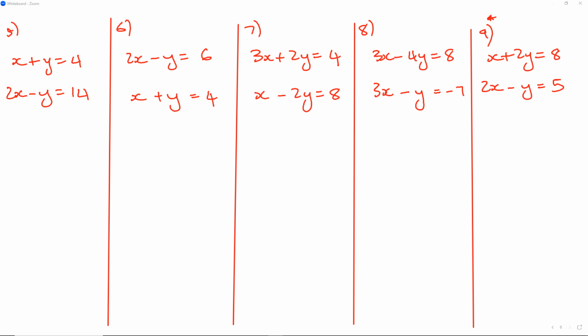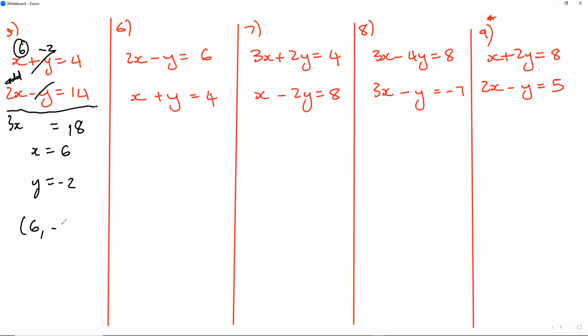Alrighty, let's go through each of these now. In the first case here, I'm going to add, and that's going to become 3x. That's going to eliminate, and that's going to become 18, so x will equal 6. If I put 6 back into any one of the two equations, 6 minus 2 gets me 4. So y equals minus 2, and my coordinate will be 6, negative 2.